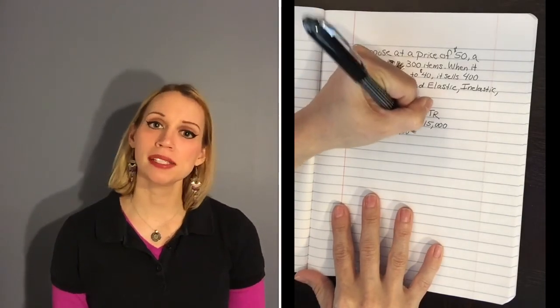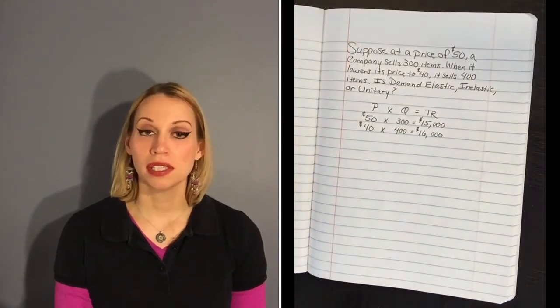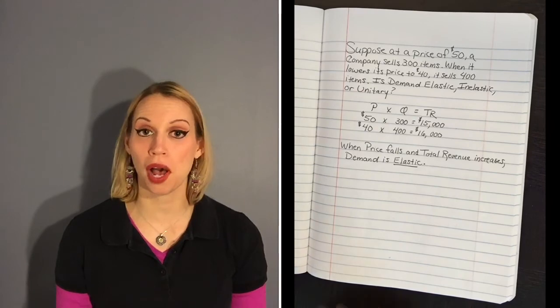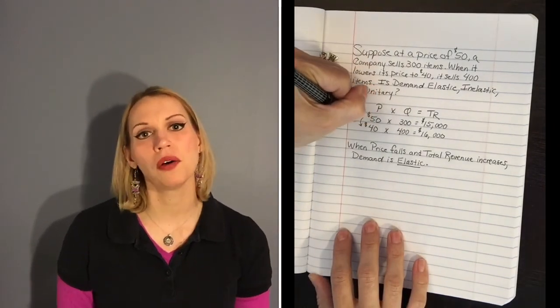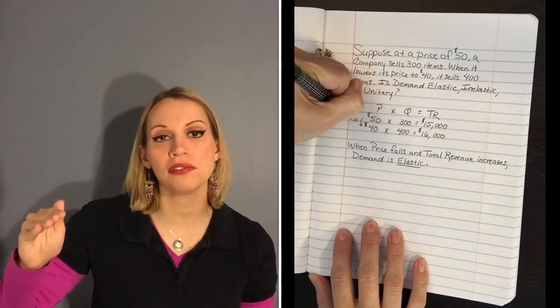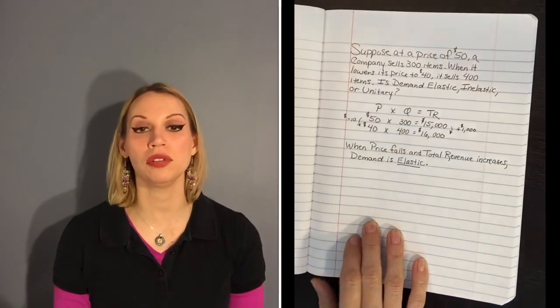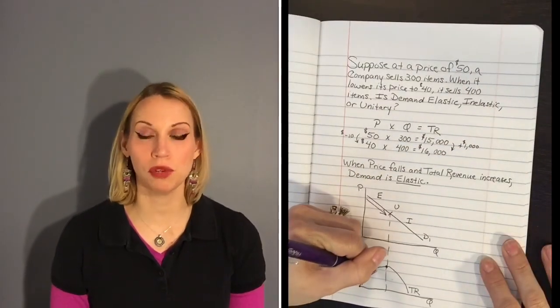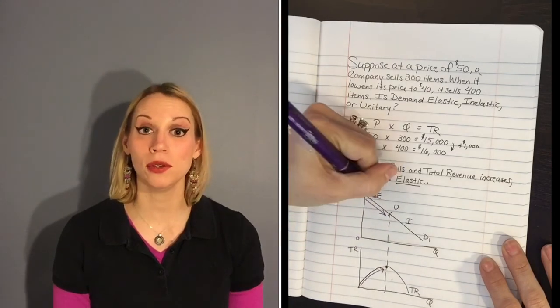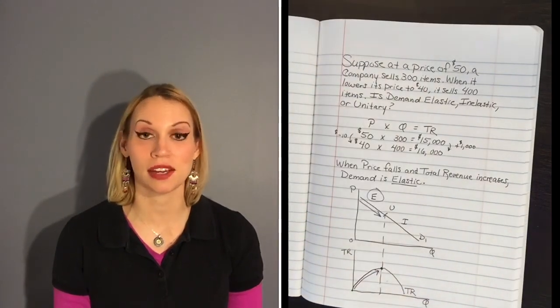So at a price level of $50, the quantity demanded is 300. At a price of $40, this company is selling 400 units. So check it out. When their price went from $50 to $40, when they put their things on sale, they actually increased their total revenue. So since price fell and total revenue increased, since those two things moved in opposite directions, we can conclude that demand is elastic over that price range.